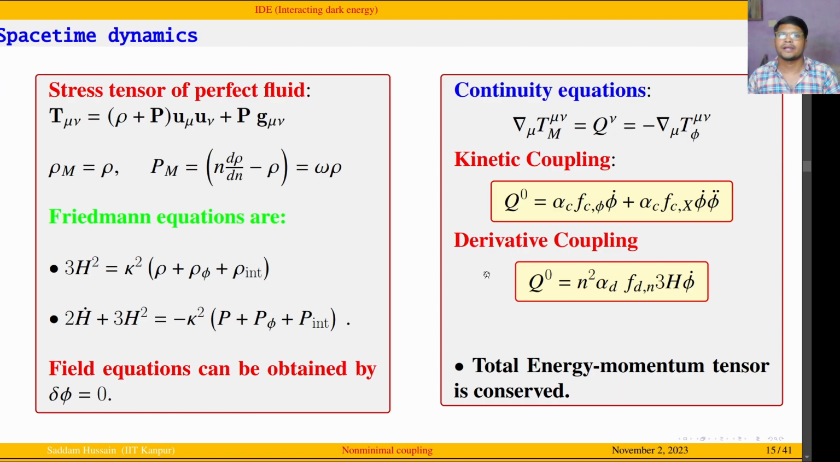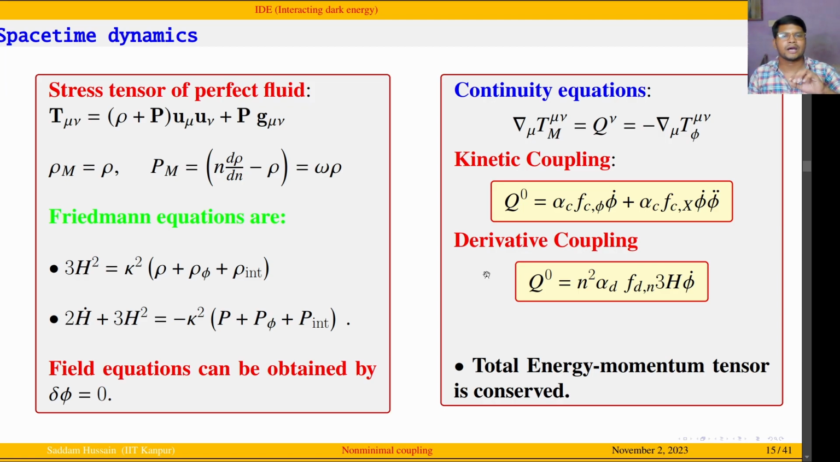From there we can compare that, okay, this is the pressure and this is the energy density, and we can obtain the field equation from this action just by setting delta phi equal to 0, that is, varying the action with respect to phi. Similarly, we can easily obtain the continuity equation with some algebraic manipulation. And for the kinetic case, the Q0 depends on the derivatives with respect to the phi field and the X field.